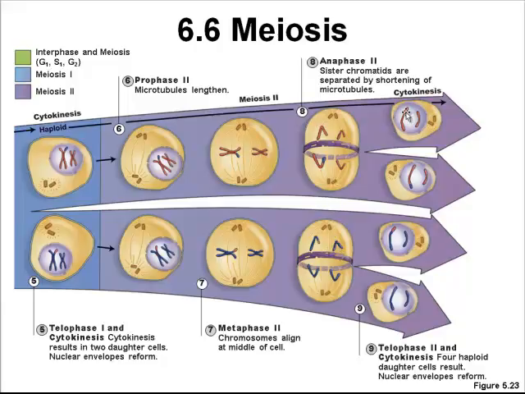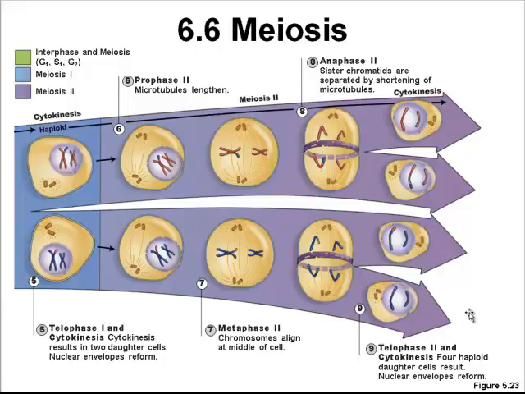At the end of meiosis, we have 1, 2, 3, 4 separate cells. And these cells are haploid. So this is different than mitosis for several reasons. Mitosis gives us 2 cells. Meiosis gives us 4. Mitosis gives us cells that are diploid. Meiosis gives us cells that are haploid.